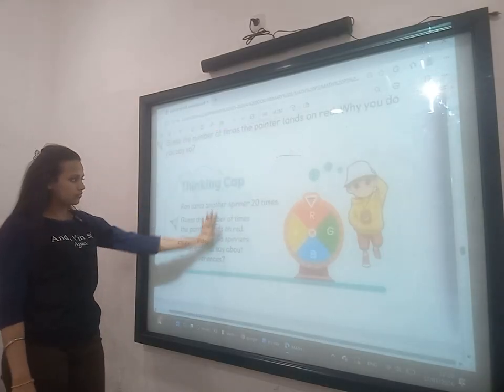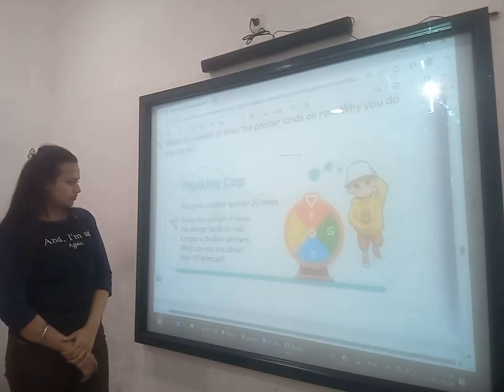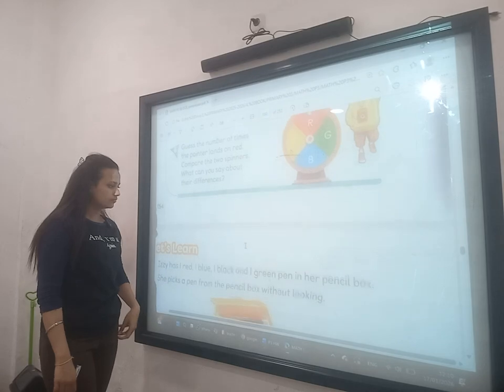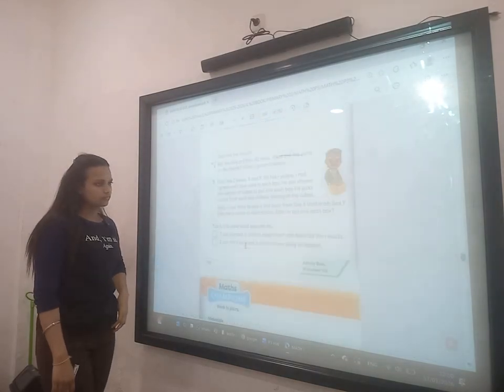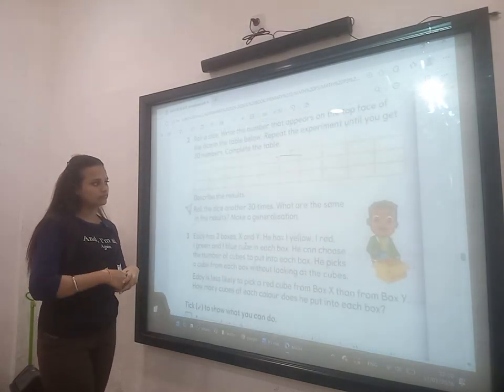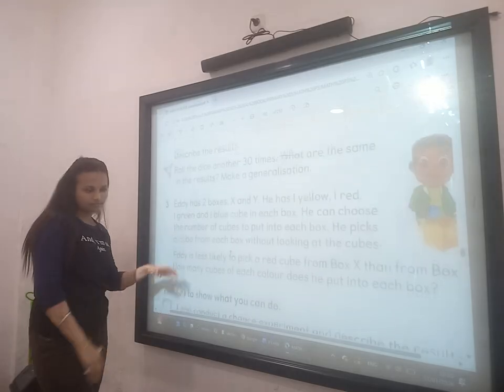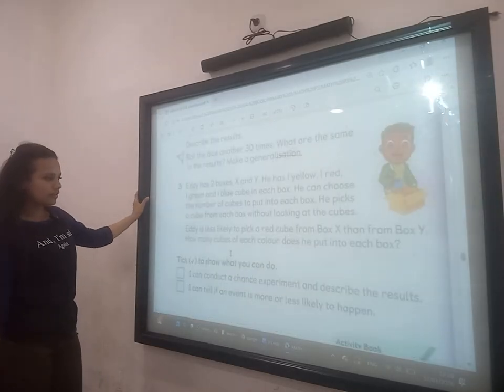Compare the different spinners. Okay, we just move to the questions. There is question number 3 here. So, how will you explain this one to students?